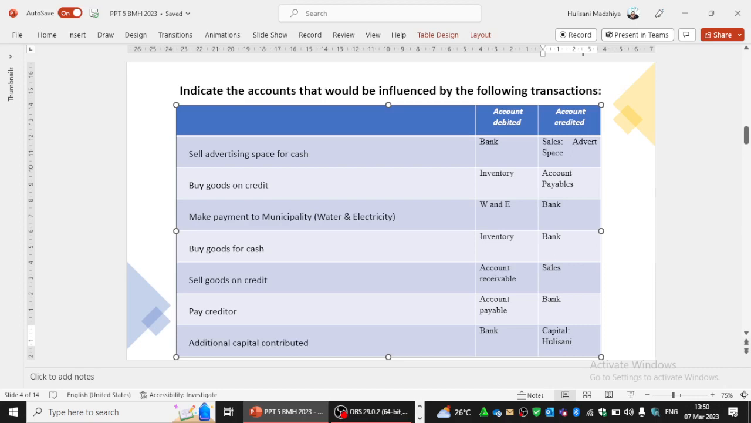I wanted to ask, when you buy goods on credit or you do anything on credit, does that mean that it's account payables? Yes, it's always going to be account payables when you buy anything on credit, because that's a short-term debt or short-term loan. Oh, okay.